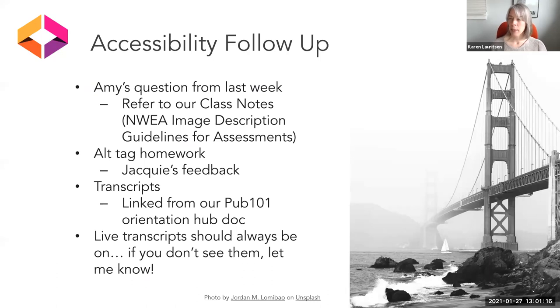So accessibility follow-up. Last week, Jacqueline Frank joined us. She gave a presentation about having an accessibility mindset, as well as giving us some concrete actions that we can take to make documents and publications accessible. Amy asked a great question right off the bat that stumped us, and that was, what do you do in terms of drafting alt text so as not to give away the answer? Jackie followed up. And so if you want to read more about that, please refer to our class notes. The short answer is look for alternative ways possibly to quiz that knowledge. And the long answer is there is a guide for that. It's the NWEA Image Description Guideline for Assessments. And so if you're working on exams and such, that could be a resource for you.